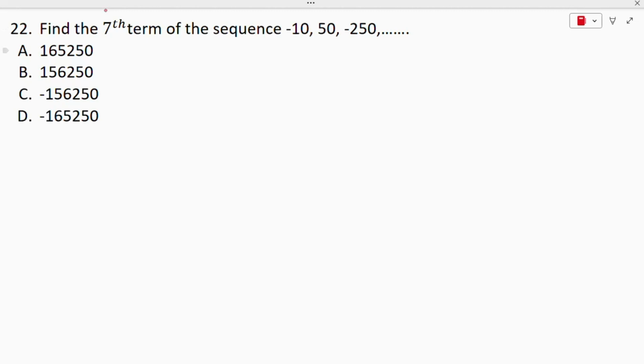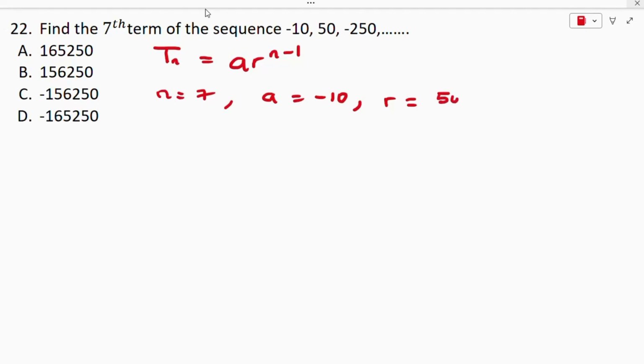Alright, so question number 22 says find the seventh term of the sequence minus 10, 50, minus 250, and so on. We are to find the seventh term. So we have that Cn is equal to a r raised to the power of n minus 1, which is the geometric progression. Alright, so this n represents the number of terms, a represents the first term, and r represents the common ratio. So we have that n is equal to 7, a, which is the first term, is minus 10, and r is the common ratio. To find the common ratio, it is 50 divided by negative 10, that is r2 divided by r1, and this is equal to minus 5.